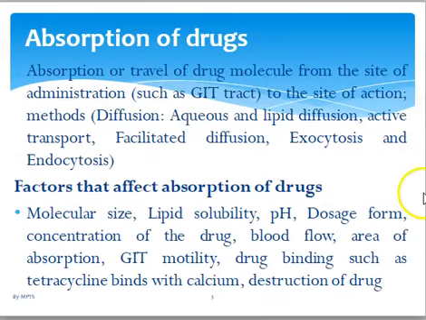Now, absorption of drugs: absorption is the travel of a drug molecule from the site of administration, that is the GIT, to the site of action. Of course, we give a drug mostly in the GIT, but it affects some other parts. So how does the drug travel from the GIT to the site of action? It is through absorption, and the methods used are diffusion, aqueous or lipid diffusion, active transport, facilitated diffusion, and exocytosis and endocytosis.